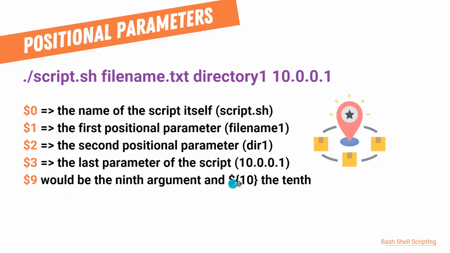Note that the positional parameters may be referenced as $ and a digit, or as $ and a digit in curly braces. If there are more arguments, $9 would be the 9th argument. But remember, after $9, the arguments must be enclosed in curly braces. For example, $ curly braces and 10 in between would be the 10th argument.